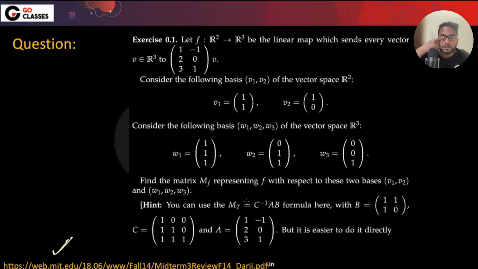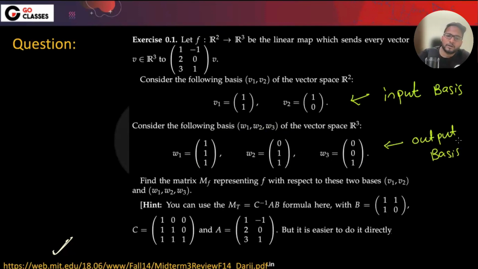Which means that this is the input basis, and this is the output basis. As a hint, they are saying you can use this formula. This C is your output basis, and this B is your input basis. B is this, C is this, and A is this. But it is easier to do directly.